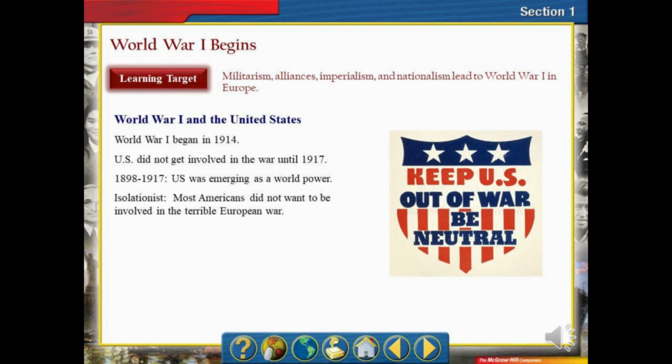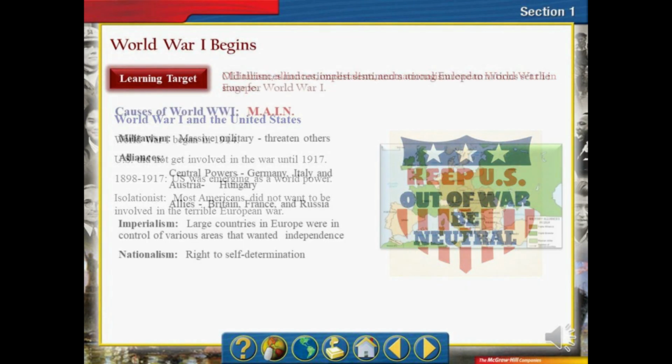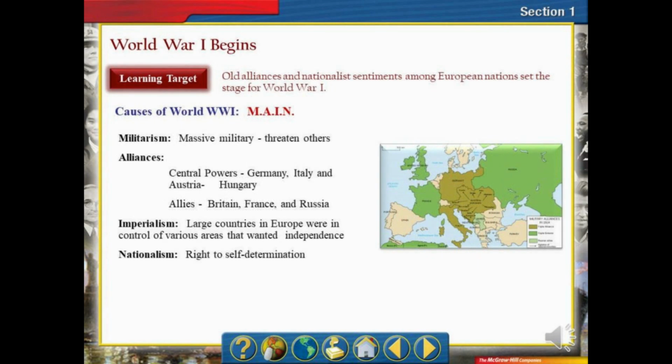So, why did the United States go from being isolationist in 1914 to declaring war in 1917? And that's kind of the primary purpose of today's lesson. Now, this is a quick review of the causes of World War I.